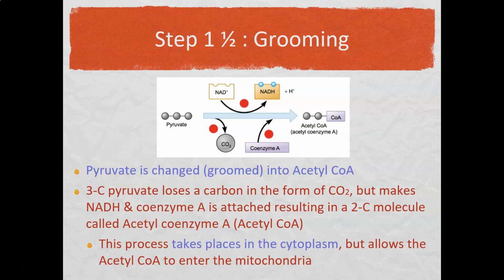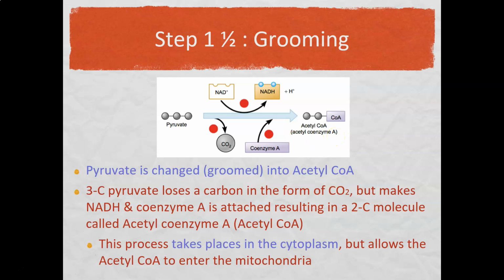So in order for this to work, I've got to do some stuff to that pyruvate, and that's where this sort of half step that we're going to call grooming takes place. So grooming is going to take place in the cytoplasm as well as kind of across that mitochondrial membrane, and it's going to allow us to change those pyruvate molecules that came out of glycolysis into this thing called acetyl-CoA, or acetyl coenzyme A.